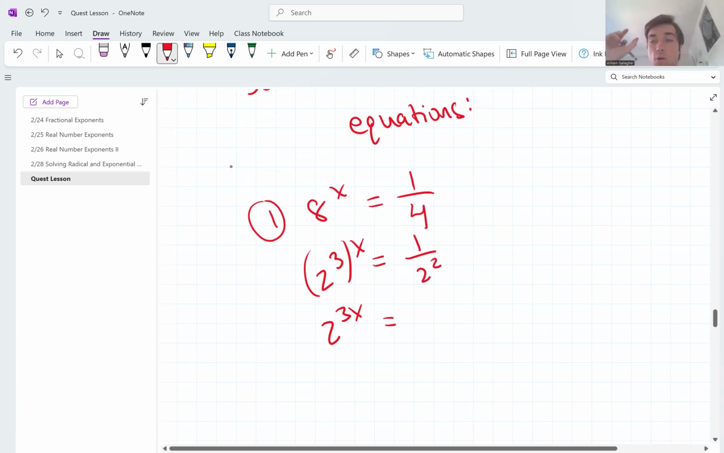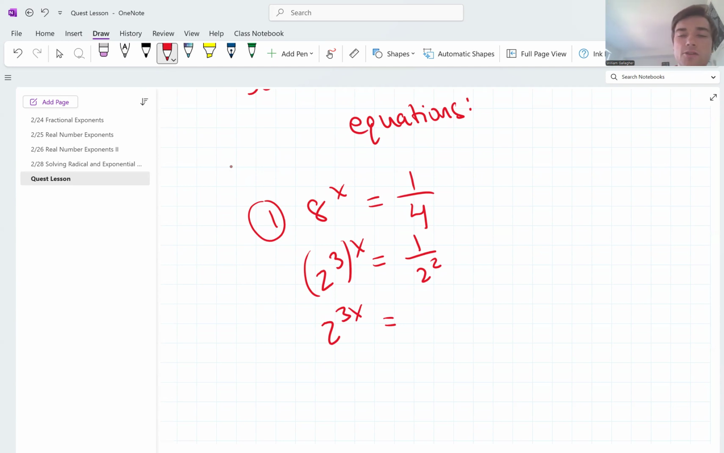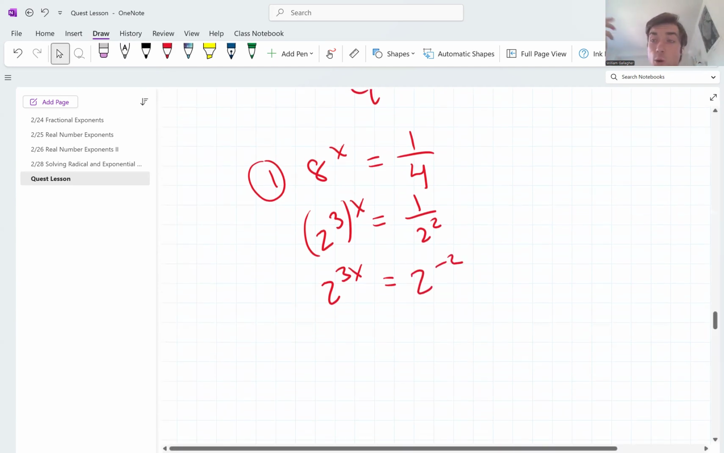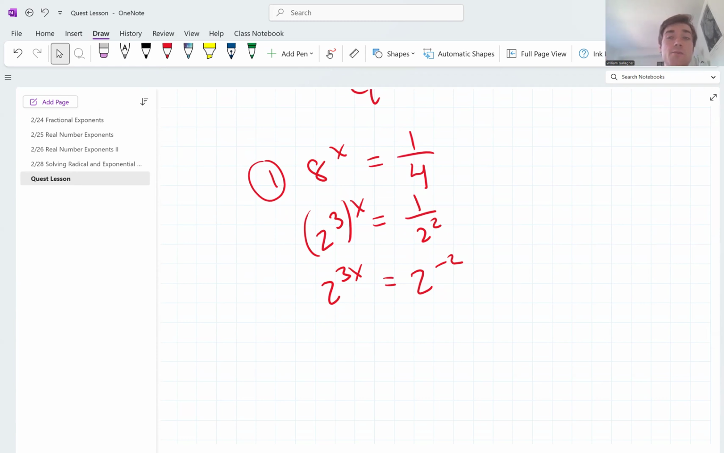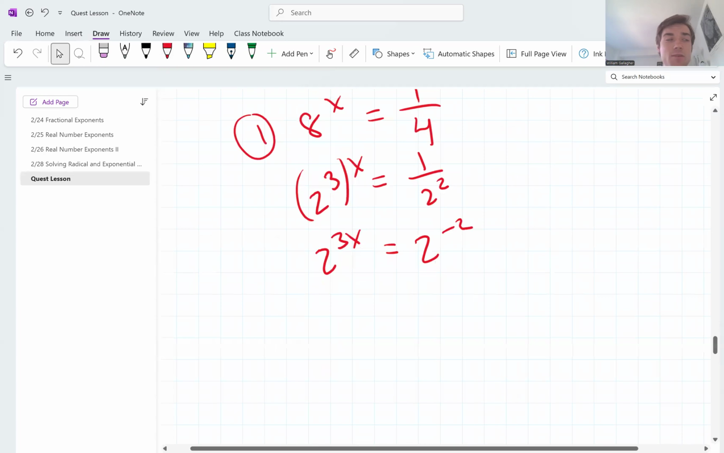And we want to make sure that we have a 2 to a power on one side and 2 to a power on the other side. So now we get 2 to the negative 2. And so you really probably want to equate the exponents, right? 3x equals negative 2. We can solve for x really quickly. But I want to talk about why we can do that, because it's important. And it's something we've talked about.